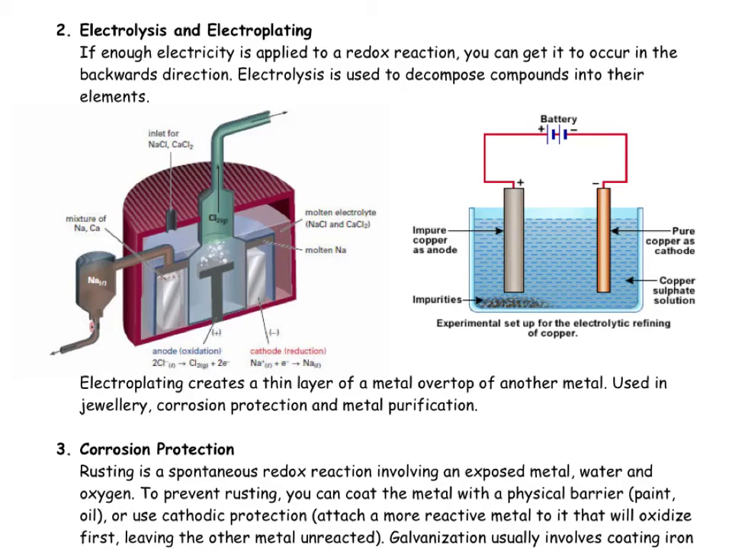A second example of electrochemistry application is the process of electrolysis and electroplating. If enough electricity is applied to a redox reaction, you can get it to occur in the backwards direction, or the non-spontaneous direction. Electrolysis is the technique used to decompose compounds into their elements using electricity.